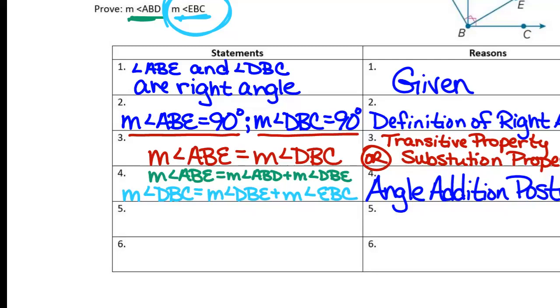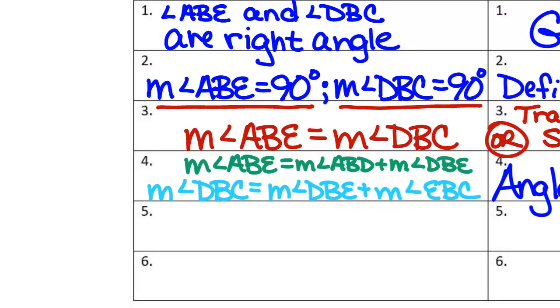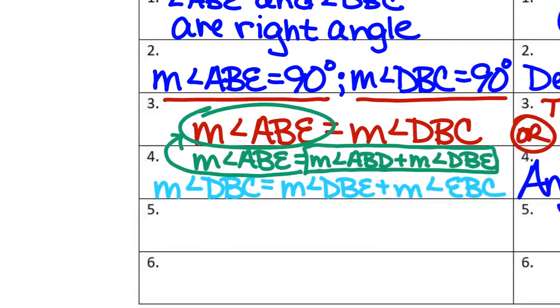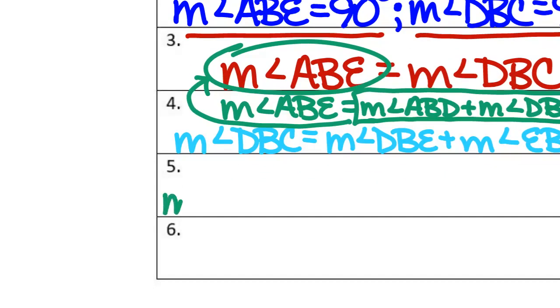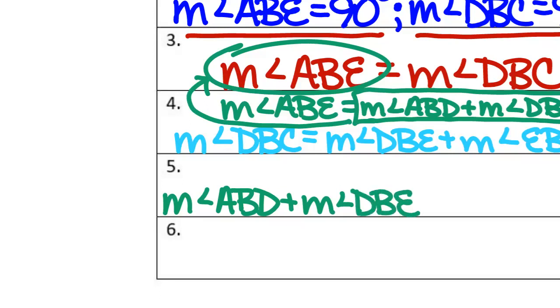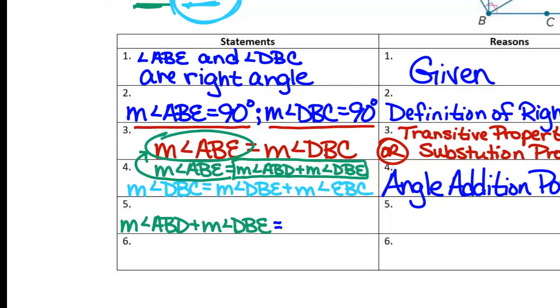Okay, so why did I want to say that? How's that going to help me? Do you guys see ABE right here? What did we say is the same size as ABE? ABD plus DBE. If I know that things are equal in value, what can I do? Substitute. I can replace this with ABD plus DBE. So the measurement of angle ABD plus the measurement of angle DBE. I replaced the left-hand side of that red equation.